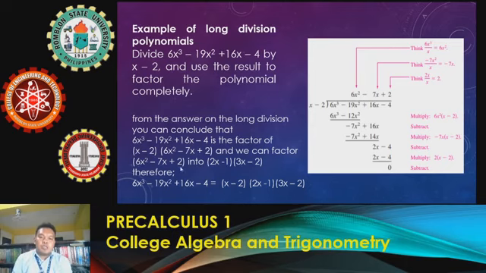Pero, yung 6x squared minus 7x plus 2 is pwede pa nating i-reduce yun, no? Or i-factor into 2x minus 1 and 3x minus 2. So, therefore, the factor will be x minus 2 multiplied by 2x minus 1 multiplied by 3x minus 2. So, ito po yung factor niya. No? Okay.